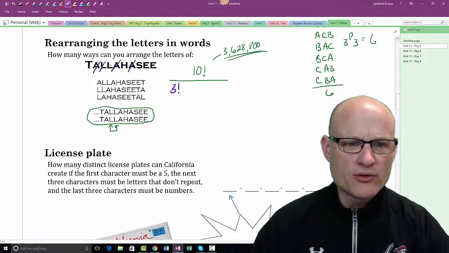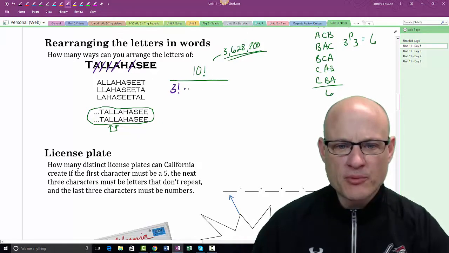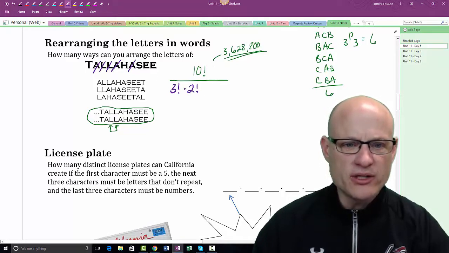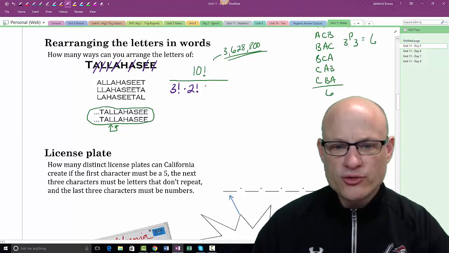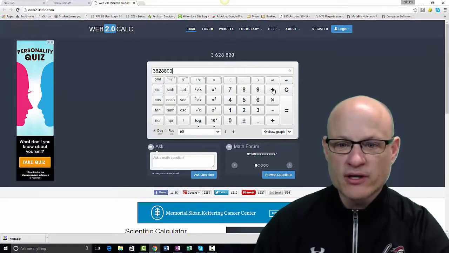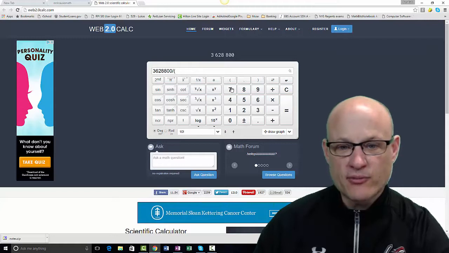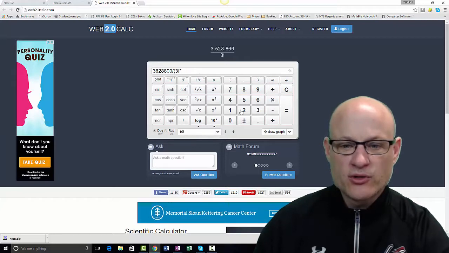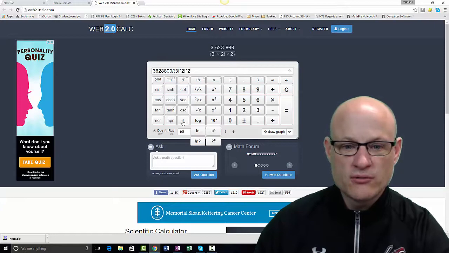And then there are 2 L's. So I'm going to divide by 2 factorial. And then there are 2 E's. 1, 2. 2 factorial. So now it's going to make a big difference. So we're going to take 10 factorial and we're going to divide by, and I've got to put this in parentheses, this is the hard part about this, 3 factorial times 2 factorial times 2 factorial.